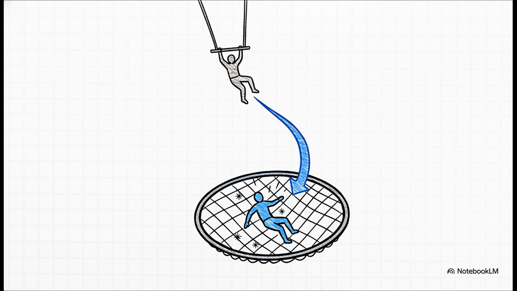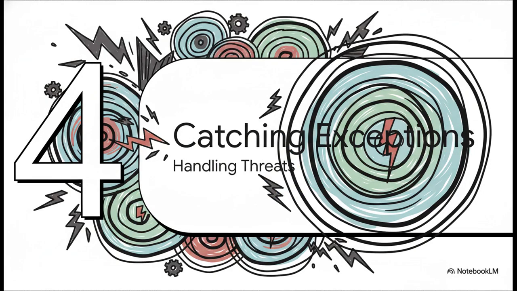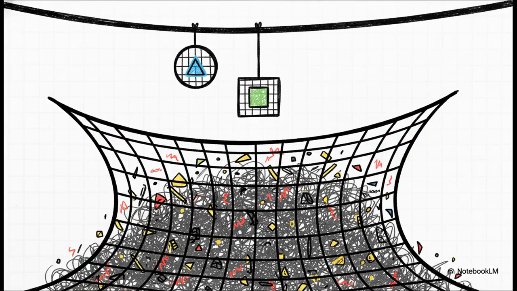Crisis averted, and your program survives. Now, on to Section 4, catching multiple exceptions, handling different threats. Because let's be real, the real world is rarely just one type of danger. You are definitely not limited to just one safety net.